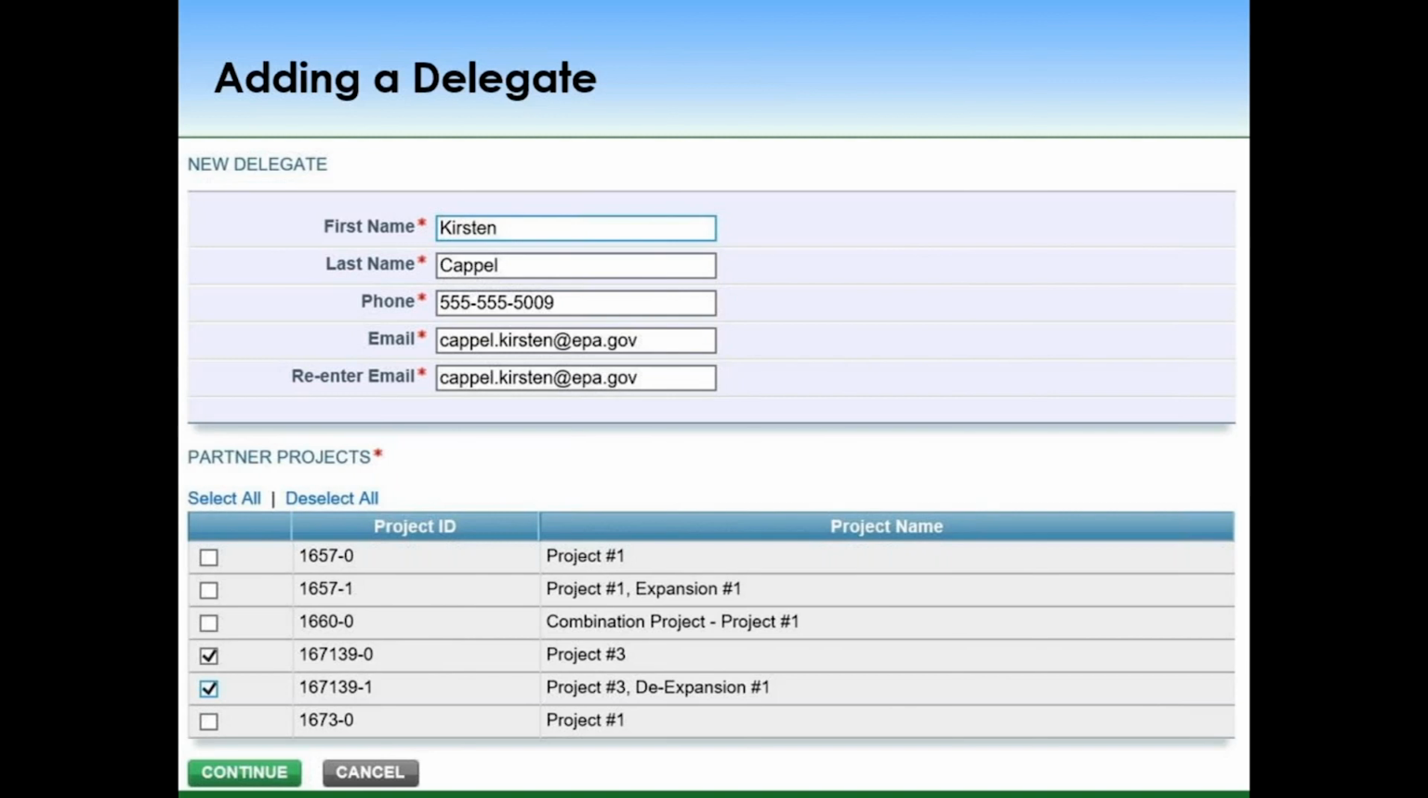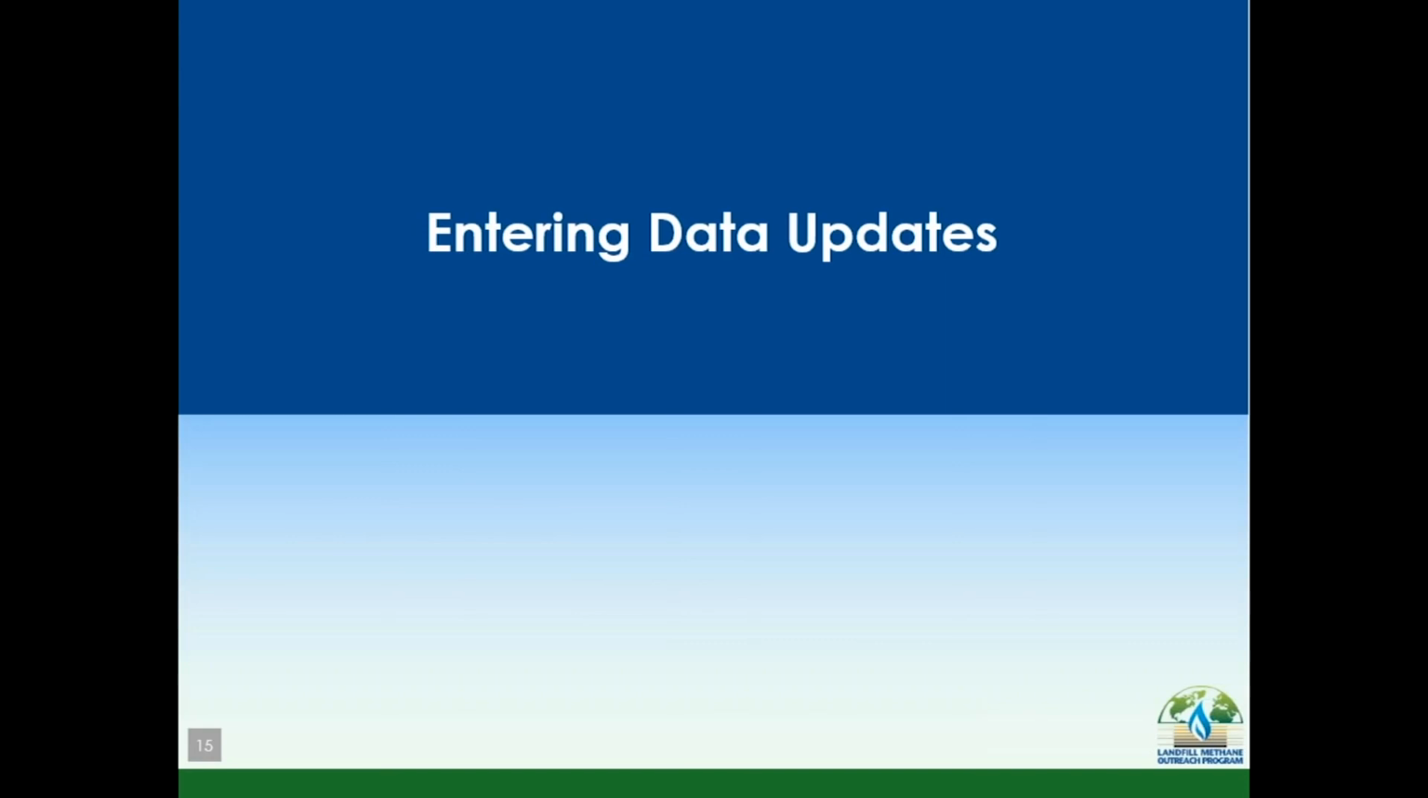Once you click that Add Delegate button, you get to this page where you just fill out a short form with your delegate's information and you assign the projects to them. So in this example, I added Kirsten as my delegate. I entered her information and selected which project she should have access to and be able to report data on. As the LMOP data reporter, you are the one in charge of who these delegates are and which projects they have access to. It's totally up to you. Once you have all of the fields filled out, you just have to select Continue, and the system will send a similar invitation email to your new delegate.